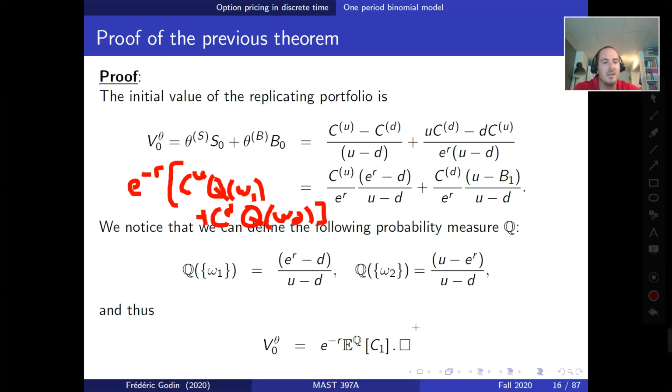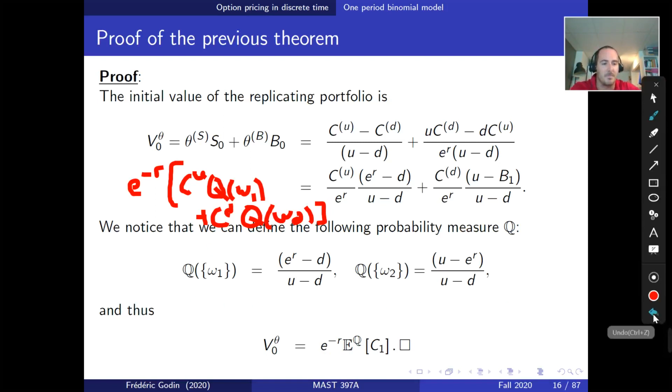Okay, but this gives the following representation. It says that V0, the initial replicating portfolio value, can be expressed as the discounted expected payoff of the underlying asset, not under the true measure P, but under some fictitious measure Q, defined as follows for convenience purposes.